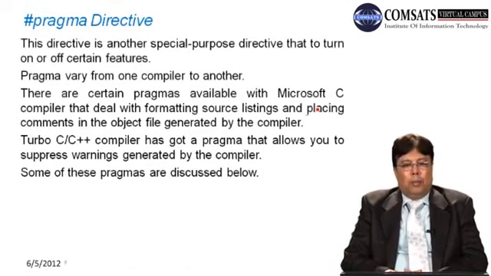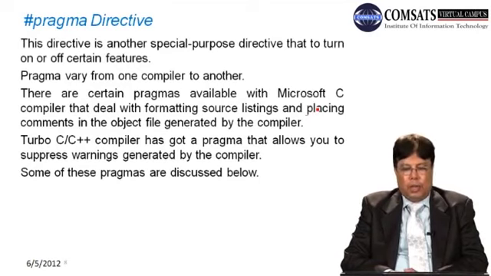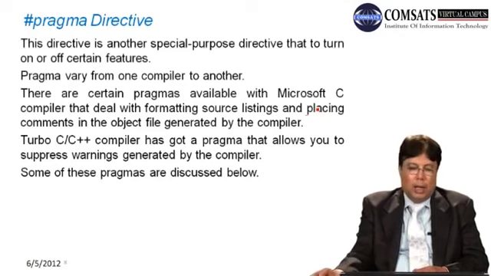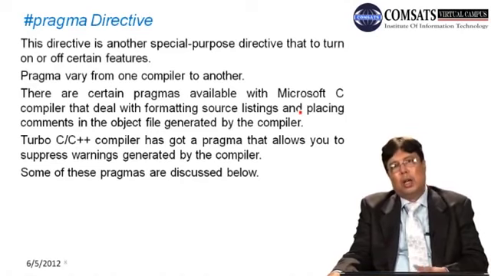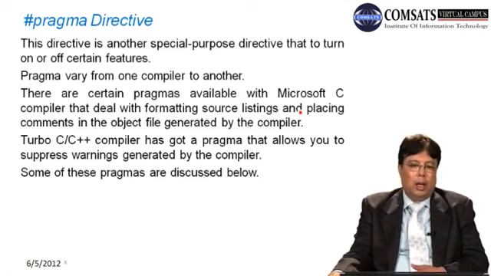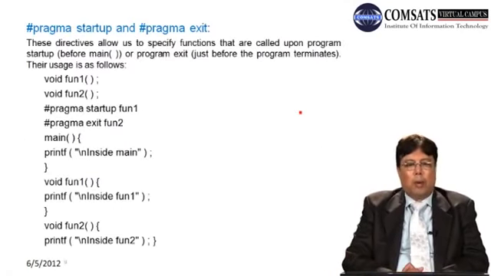Then the pragma directive, P-R-A-G-M-A. The pragma directive is another special purpose directive used to turn on and off certain features. For example, just like define and undefine, similarly you can turn features on and off. Instead of my going into this detail, you can just read the information that I have provided, that in certain environments the compiler generates the listing or suppresses the listing, does one thing or does not do another thing, so you can do that. But I will quickly come to an example of this pragma.